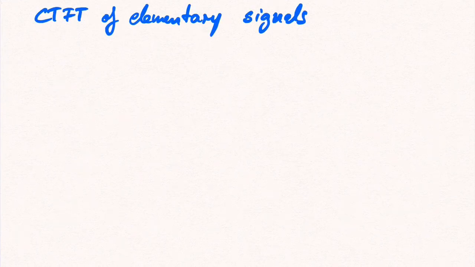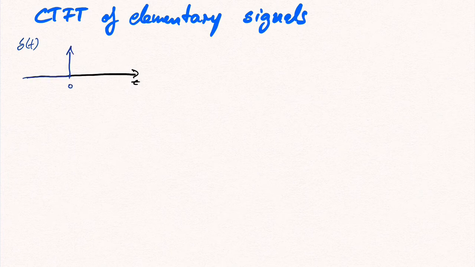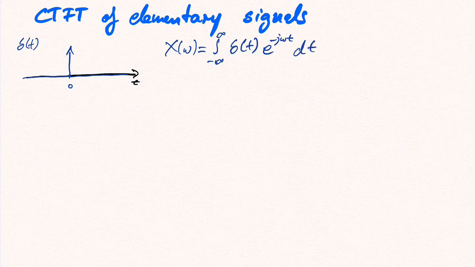It's often very handy to know the Fourier transforms of some elementary signals. Let's start, for instance, with the impulse or Dirac delta, delta of t, which is 0 for all times t which are not 0, and goes off to infinity for time t equals 0. The Fourier transform X of omega is equal to the integral from minus infinity to infinity of delta of t times e to the minus j omega t dt.